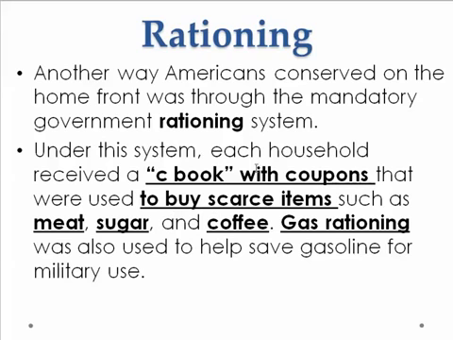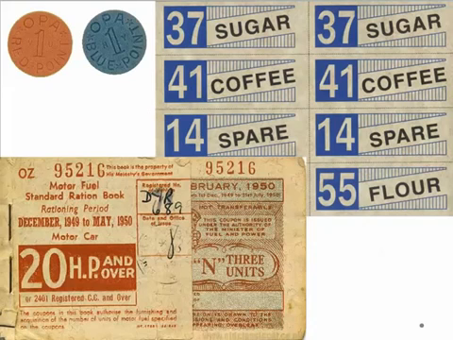Under this system, each household received C-books, or these coupon books, that were used to buy scarce items like meat, sugar, and coffee. Gas rationing was also used to help save gasoline for military use. And here's some of the C-books here. These point systems were used. You had to have so many points to buy sugar. And here's 37 points to buy sugar, 41 points to buy coffee. You had to have so many points before you could buy them.